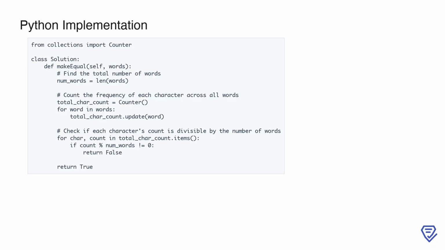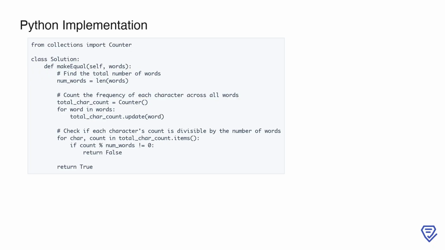3. Check divisibility by number of words. The function iterates through the items in total_char_count, which provides each character and its total occurrences. If any character's frequency is not divisible by number_words, the function immediately returns false, indicating that redistribution is not possible. 4. Return true if valid. If all character frequencies pass the divisibility check, the function returns true, confirming that redistribution is feasible.